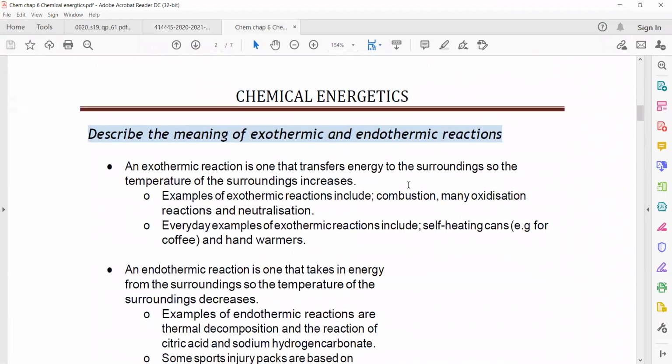So reactions in terms of energy change: a reaction can be an endothermic reaction or it can be an exothermic reaction. Exothermic is when the energy is transferred to the surroundings, so the surrounding temperature increases. Some examples of exothermic reactions: combustion, when you're burning a substance; oxidation, which means when oxygen is added or oxygen is one of the reactants; and neutralization, when acid reacts with an alkali or acid reacts with a base.